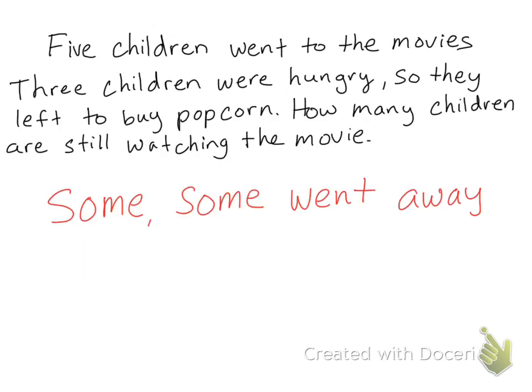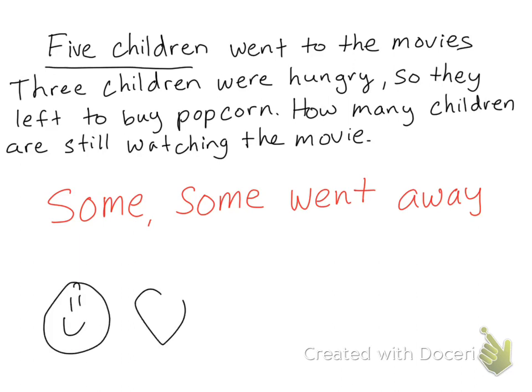Now we're going to act out a different type of story. And this is called a some went away story. Okay? So here's our first story. 5 children went to the movies. 3 children were hungry, so they left to buy popcorn. How many children are still watching the movie? Okay? So let's draw our picture. We start off with 5 children who go to the movies. So we have 5 children.